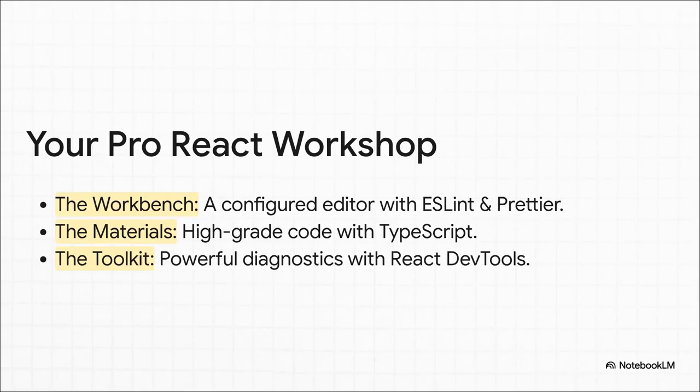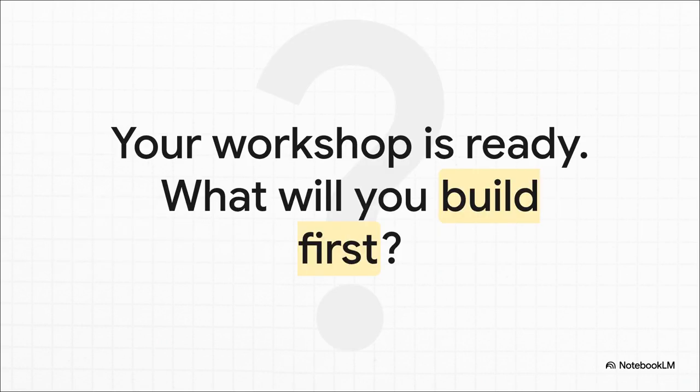So let's do a quick recap of the awesome workshop we just built together. First, we've got our workbench, a perfectly tuned code editor with ESLint and Prettier working as our automated assistants. Next, we upgraded our materials to TypeScript, giving us super strong, safe, and predictable code. And finally, we've got our toolkit, the powerful React dev tools for inspecting everything. You literally have everything you need to build amazing things. The foundation is solid, the tools are sharp, and your workshop is officially open. The only question left is, what are you going to build first?